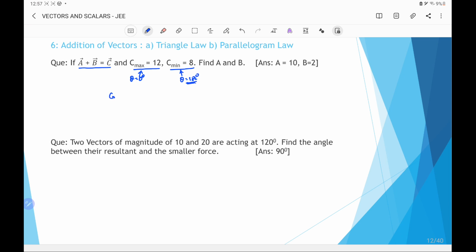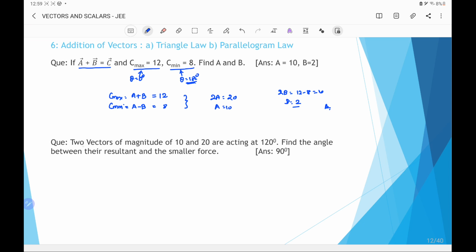That means C max will be equal to magnitude of A plus magnitude of B, and this value is given as 12. C minimum will be equal to A minus B. This is the difference of the magnitude of two vectors, and it is given as 8. Now solving these two equations by adding, we will have 2A equal to 20, so A equal to 10. Similarly, if we subtract, then it will be 2B, that is equal to 12 minus 8, that is equal to 4. So B will be equal to 2. This is the answer.